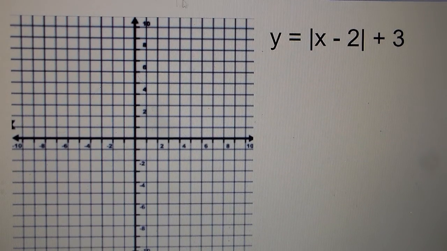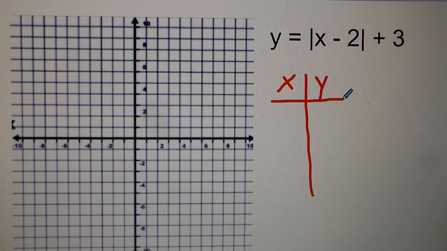So looking at this, we have our 10 by 10 graph, and our goal here is to graph this absolute value equation: y equals absolute value of x minus 2, closed absolute value, plus 3. One of the old school ways of doing this is making a nice little t-table for ourselves. So we're going to do it old school first. So you have x and y.